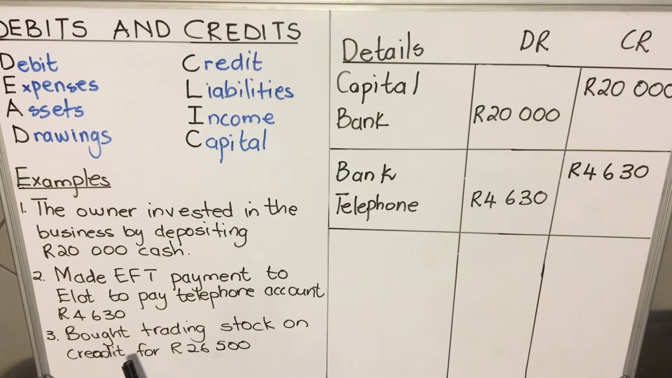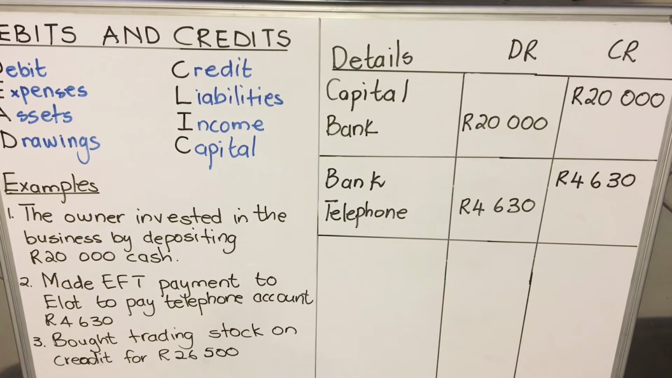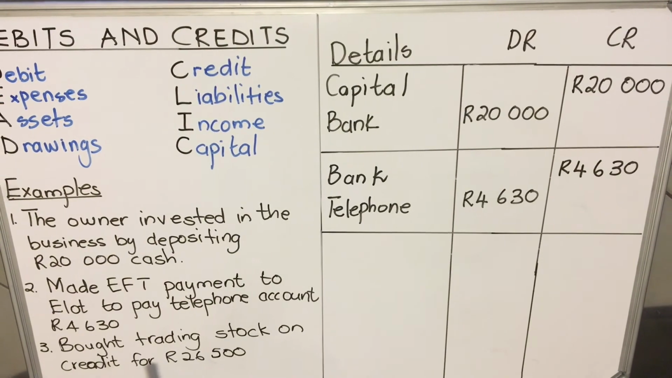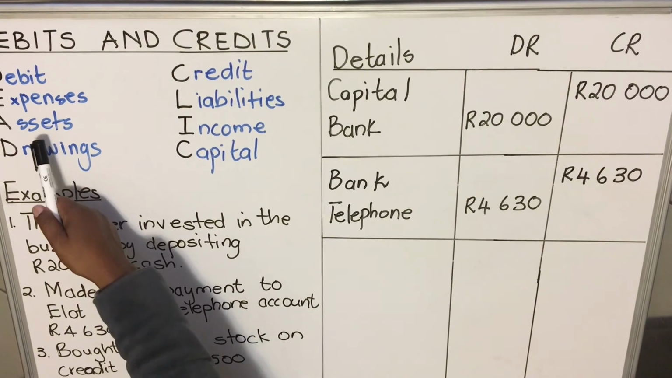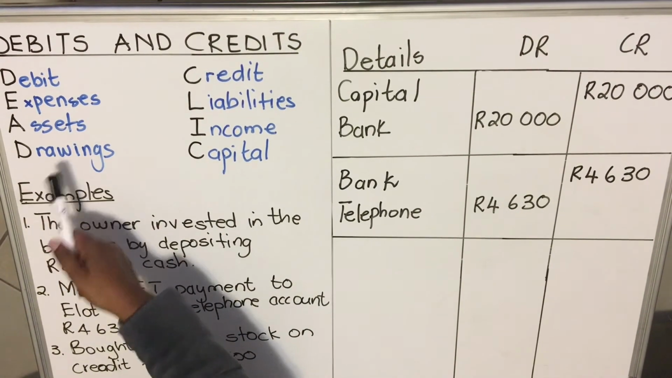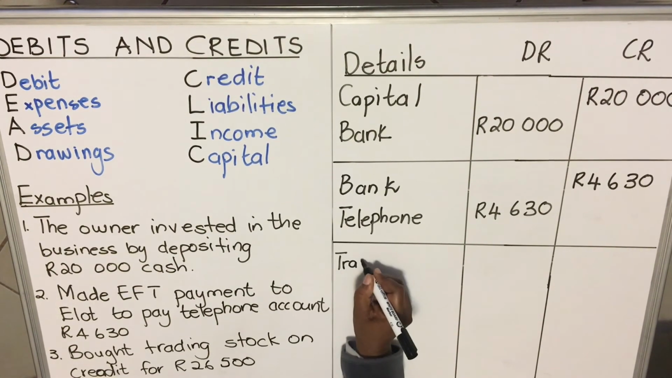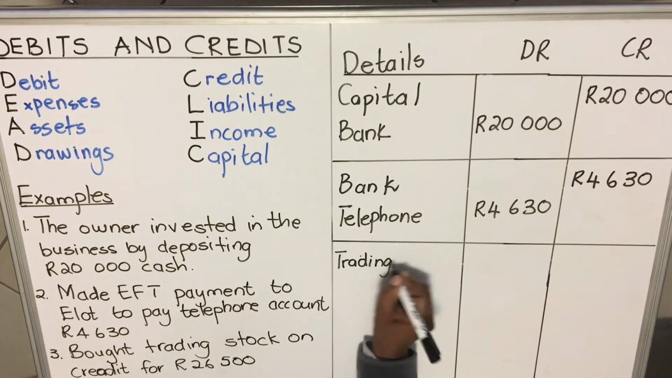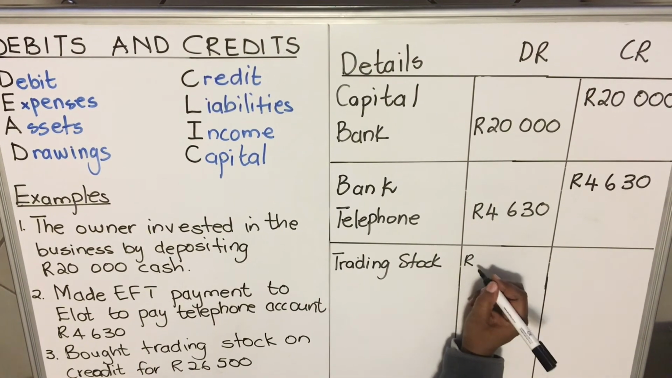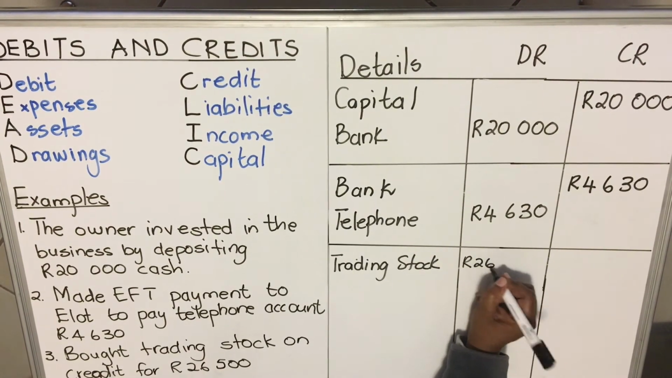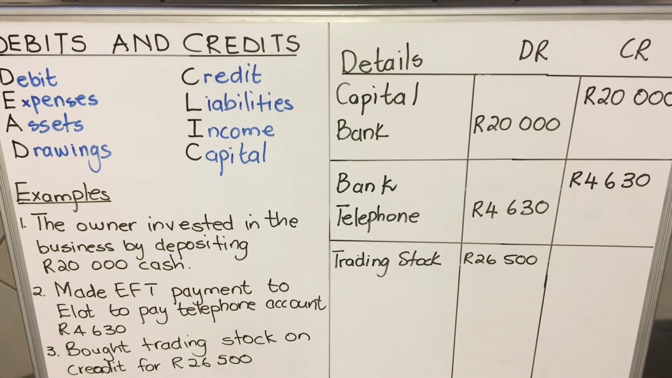The third example: bought trading stock on credit for 26,500. Trading stock is an asset, and the trading stock will be increasing. When assets are increasing, they're on the debit side, so they're going to be debited. So we're going to have in our details trading stock, and it's going to be debited for 26,500.